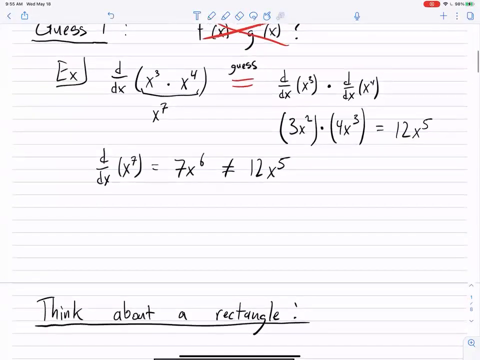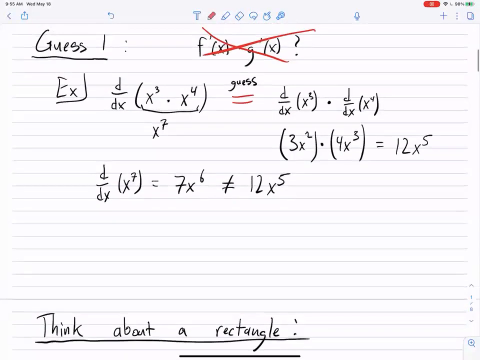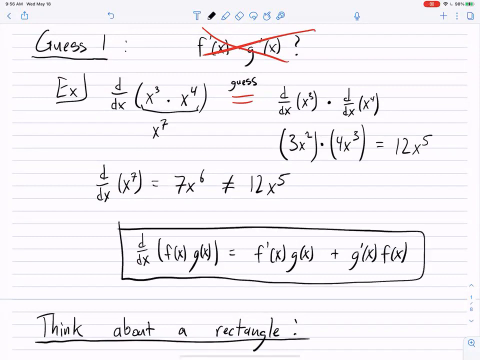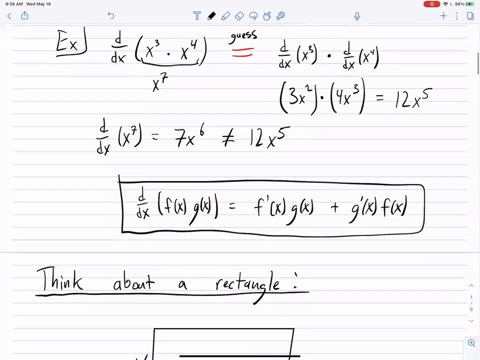We're going to show that the actual product rule for d/dx of f of x times g of x involves f prime of x times g of x plus g prime of x times f of x. So that's the actual product rule. But let's motivate that first. Where does that come from?